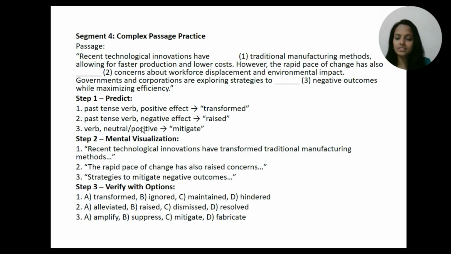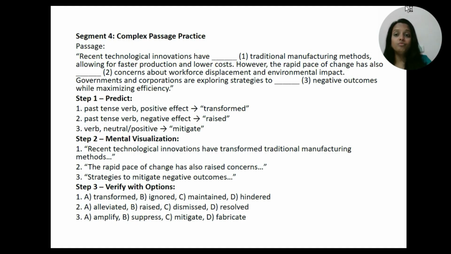And for the third one, the same way, a verb should come, either neutral or positive. So we can just take the word mitigate. If you do the mental visualization for the third one, strategies to mitigate negative outcomes, yes, it suits well, right? And it applies the collocation logic also. And the options here are amplify, suppress, mitigate, fabricate. So obviously the option is mitigate.